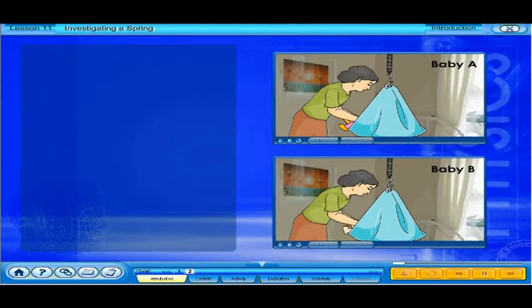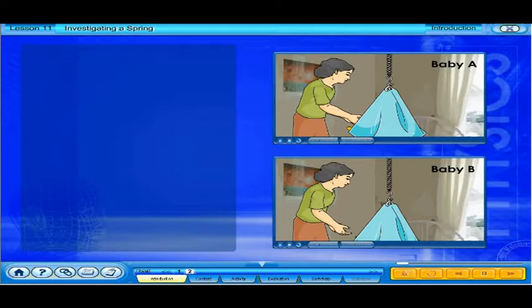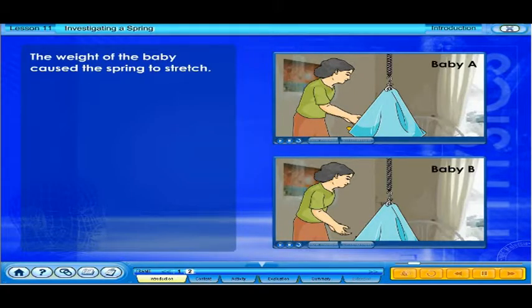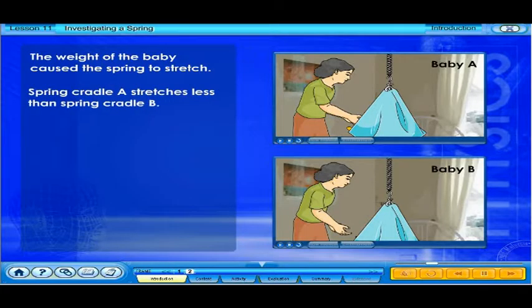Two babies with different weights are put in two identical spring cradles. What causes the spring to stretch? Yes, the weight of the baby caused the spring to stretch. What is the difference between spring cradle A and spring cradle B? Spring cradle A stretches less than spring cradle B. What is the difference between the two babies? Baby A is lighter than baby B.